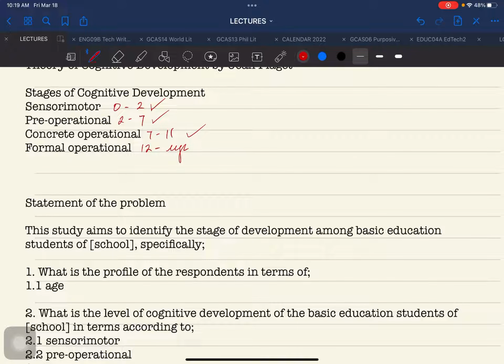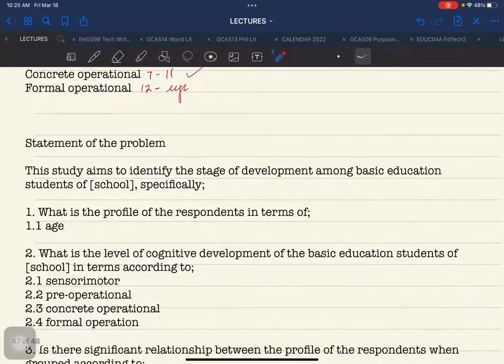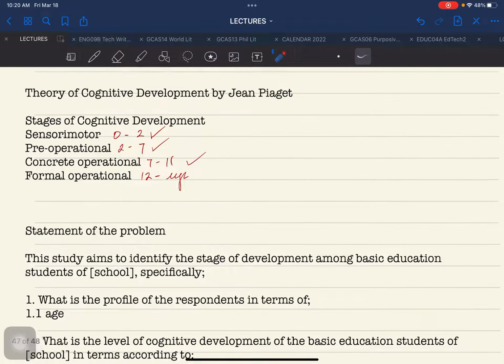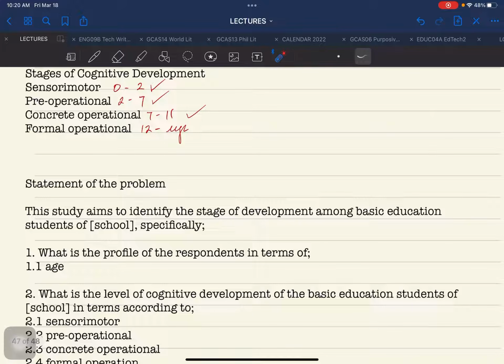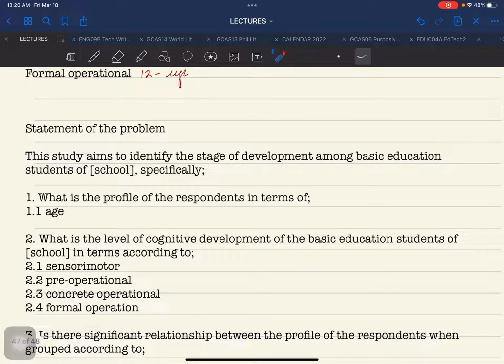But in this case, you can see I only use the age, in terms of age level, because going back to the stages of cognitive development, I only use the age range from 0 to 12 and above. So this refers to the age. That's why in the profile of the respondents, I only use the domain age. Okay? So aside from that, number two, based on the objective of the study, which is to identify the stage of development, I already included that in SOP number 2.